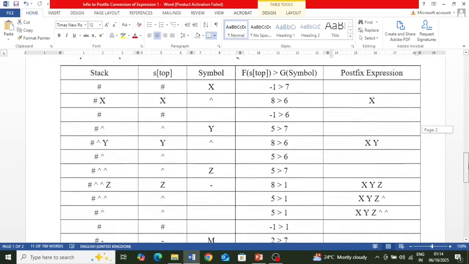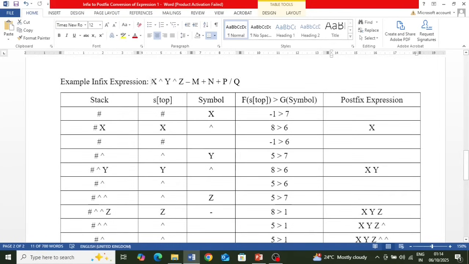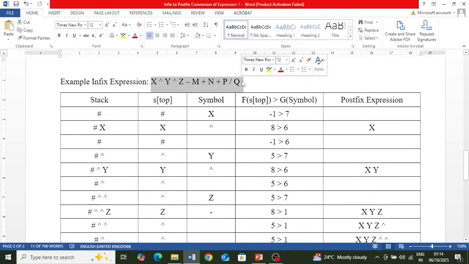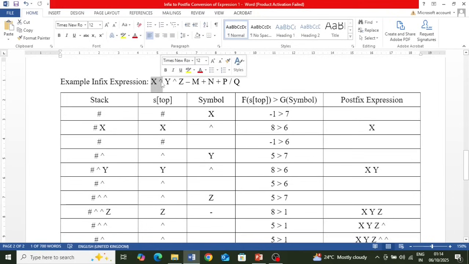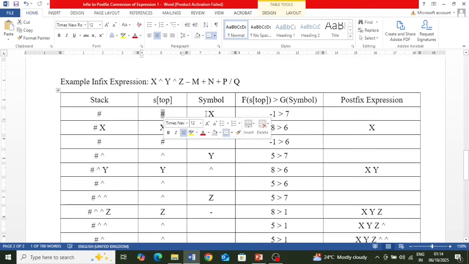So that is available here. So here we have the infix expression available without parenthesis. Apply the same procedure. The first symbol, the default symbol we have, is hash. The top of the stack is also hash, and the first input symbol is x. So compare between hash and x. What are we going to get?